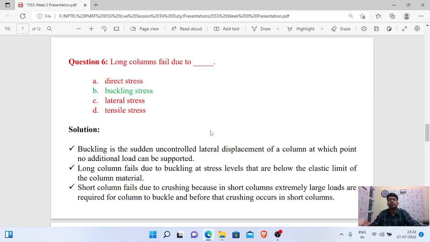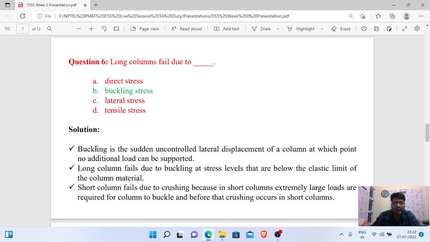Moving to the next question, question 6. Long columns fail due to what? From direct stress, from buckling stress, from lateral stress, from tensile stress. From Euler's buckling theory we know that long columns fail due to buckling stress.